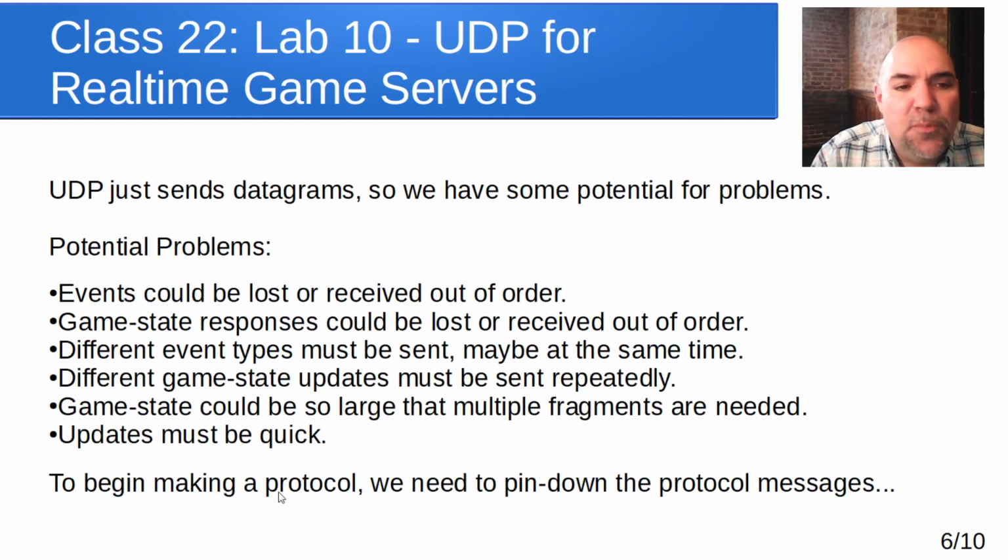So there were some potential problems there that we had talked about last time as well. Those were events could be lost or received out of order from how they were sent. Game state responses could be lost or received out of order. Different event types have to be sent, maybe even at the same time. Like you might have a mouse click and a key down that happen simultaneously.